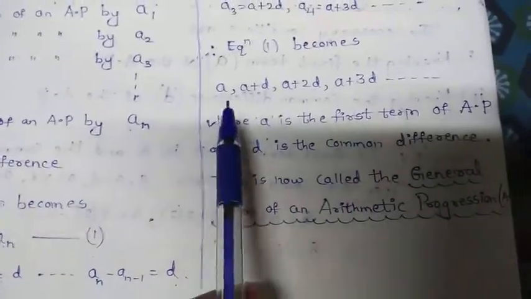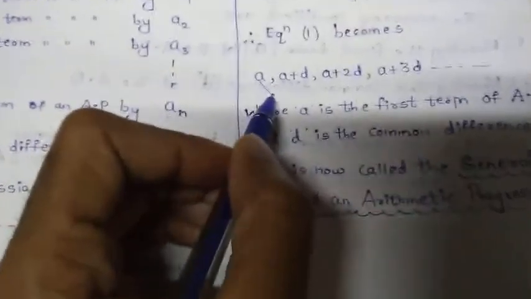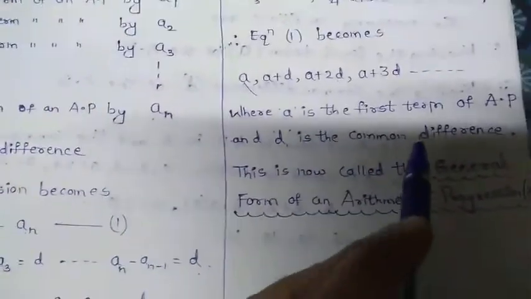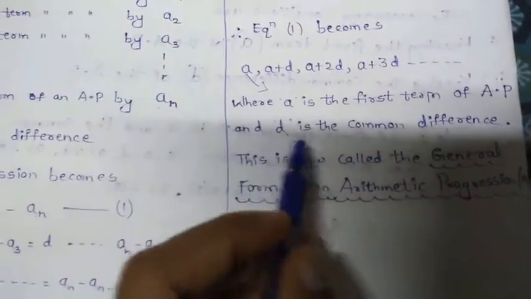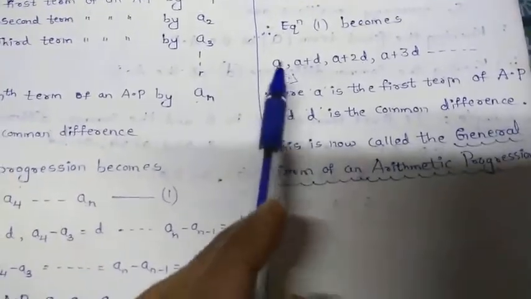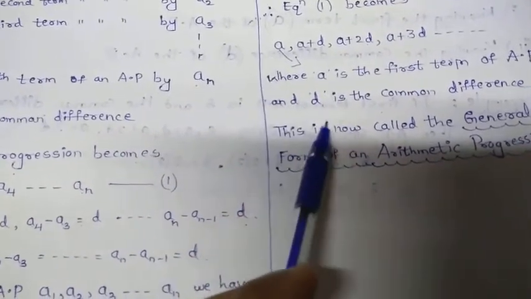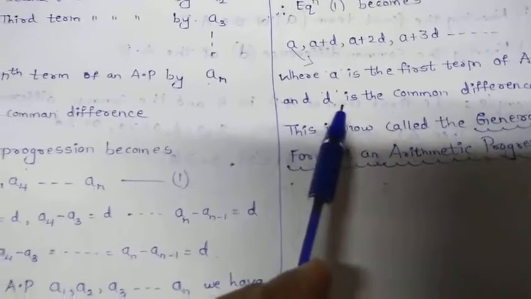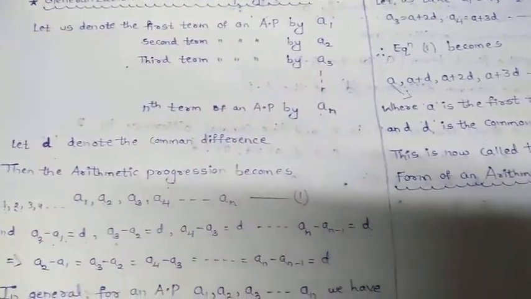So in this general form of the arithmetic progression, this particular a is considered as the first term of an arithmetic progression, and d is considered as the common difference. So the first term of the arithmetic progression is represented by small a and the common difference is represented by small d. So this is how you generalize a particular arithmetic progression.